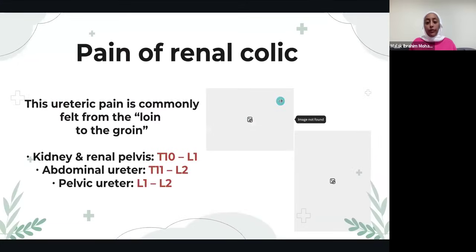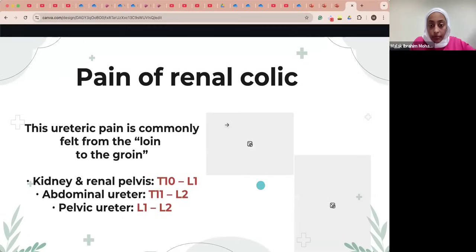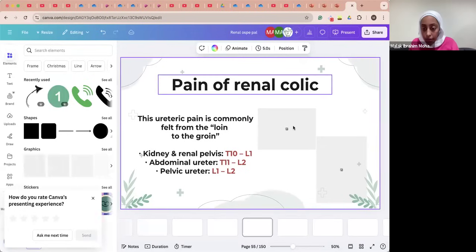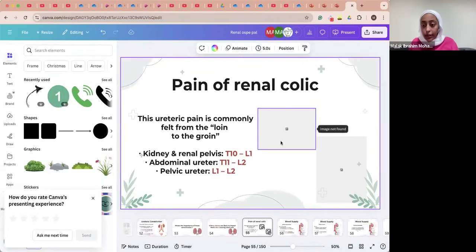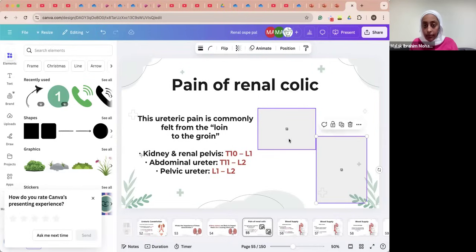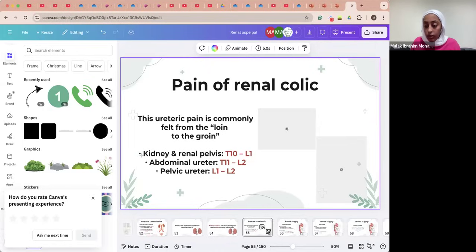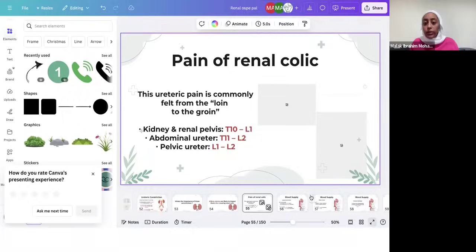Now it's very important to know the pain of this renal colic. Wait a minute, I don't know why the images are not showing. One second. Guys, can you see the images? Okay, I'll explain and then I can go back to it.